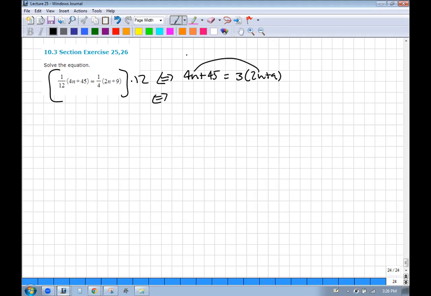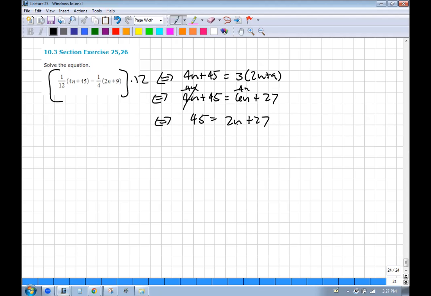Oh, I got n's here and there. Let's get rid of these parentheses. 3 times 2 is 6. 3 times 9 is 27. And let's get all the n's together. I have more of them over here, so let's move them all to the right. Over 45. 6 minus 4 is 2.